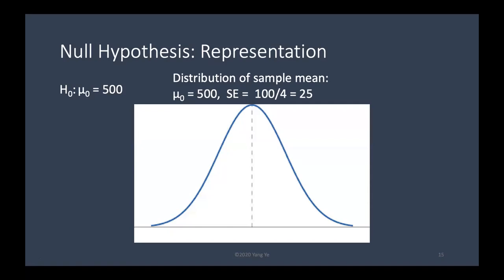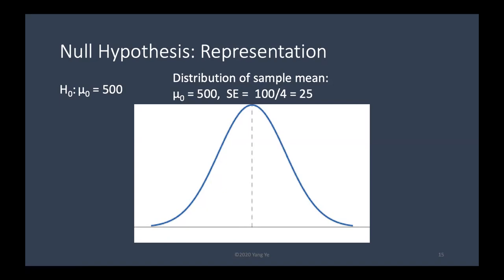And now we're saying that the mean of the sample mean should be 500. And the standard error, which is the standard deviation of the sample mean, is the standard deviation of the population divided by the square root of the sample size, 100 divided by the square root of 16 equals 4, is 25, right? So that's our null hypothesis, right?